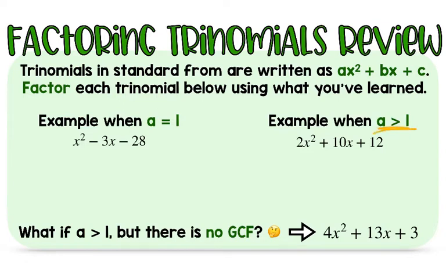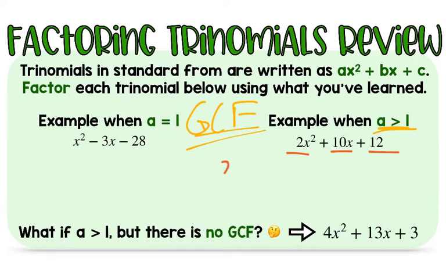So now let's talk about how we're going to do that when we have something that is bigger than 1. Well, the first step is you always want to look for a GCF, which we talked about last week. And that's if they can all be divided by the exact same thing. It'll be a lot more simple if we can take out whatever that thing is. So when I look at the second example, I'm noticing I have a 2, a 10, and a 12, and all of those things can be divided by 2.